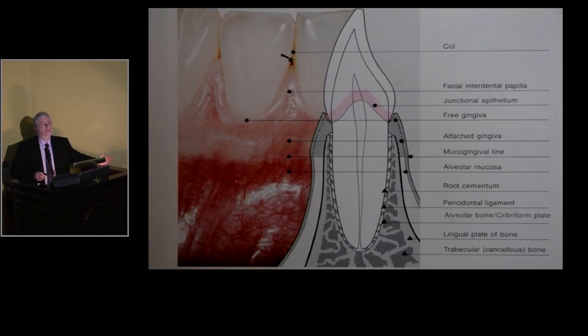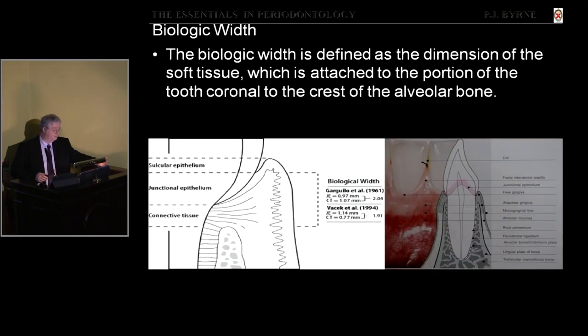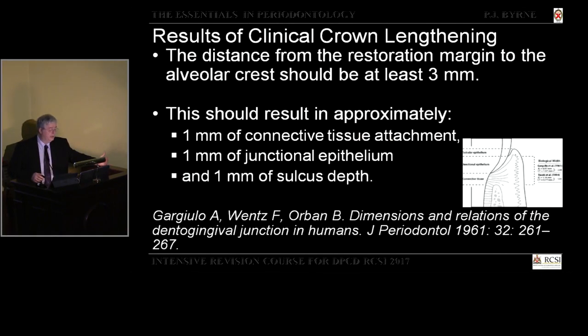In any exam, we need to know the names, the markers. We need to be able to describe where the mucogingival junction is. We need to be able to discuss that with our examiners in detail. You should know what the biologic width is, the junctional epithelium and the connective tissue. And then when we look together, it's the rule of 3 millimeters: a millimeter of connective tissue attachment, a millimeter of junctional epithelium, and a millimeter of sulcus depth.